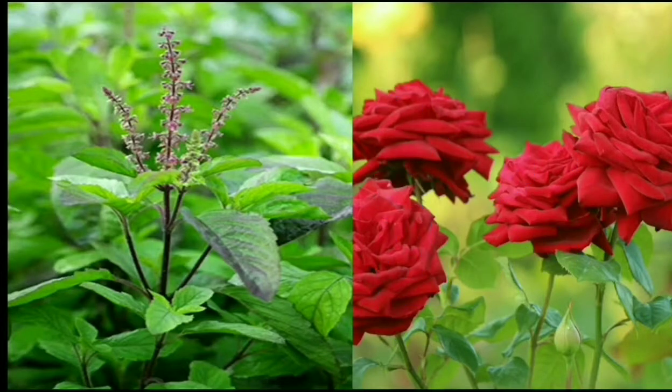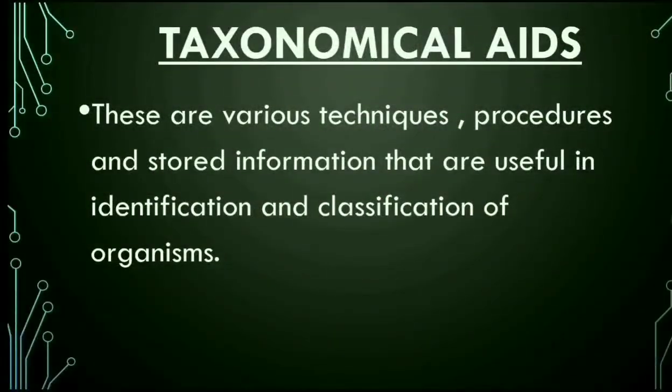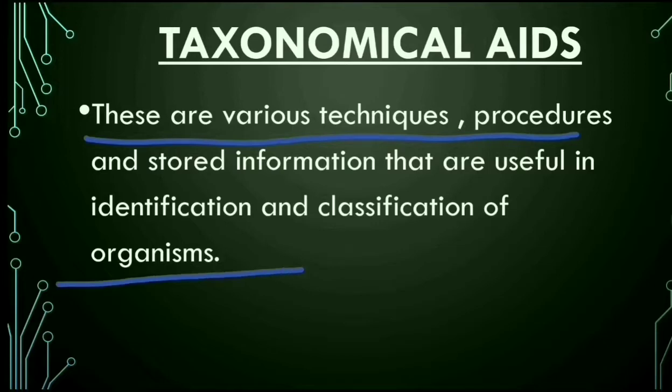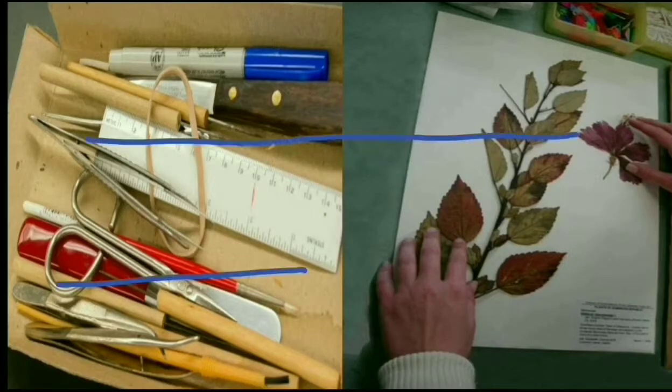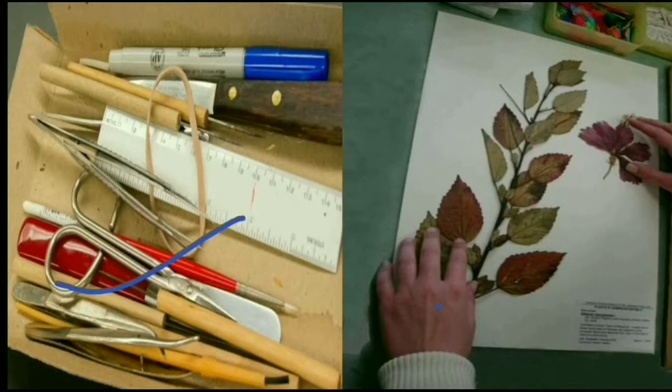Now what are taxonomic aids? These are various techniques, procedures and stored information that are useful in the identification and classification of organisms. Taxonomic aids are used for identification and classification of organisms. They are basically techniques in which we use some tools. They are herbarium tools, and this is a herbarium sheet.